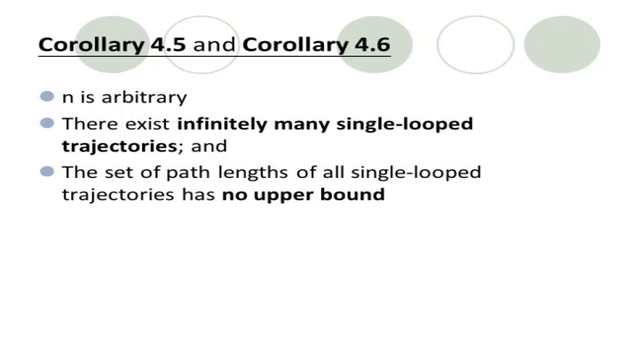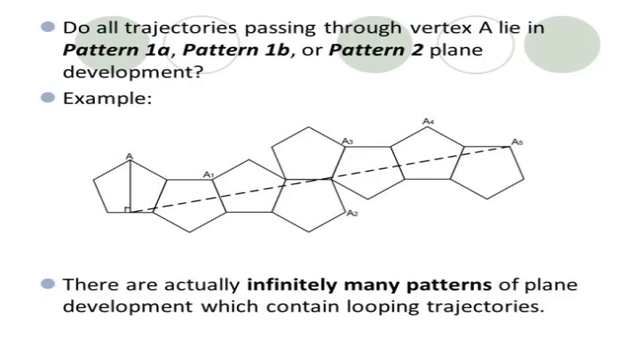Also, as n is arbitrary, we prove that there exist infinitely many single loop trajectories, and the set of their path lengths has no upper bound. After investigating these three patterns, we wonder whether all single loop trajectories lie in these patterns. And then we find a counterexample showing that the answer is no. By modifying these patterns, we can find infinitely many patterns of plane development which contain looping trajectories.